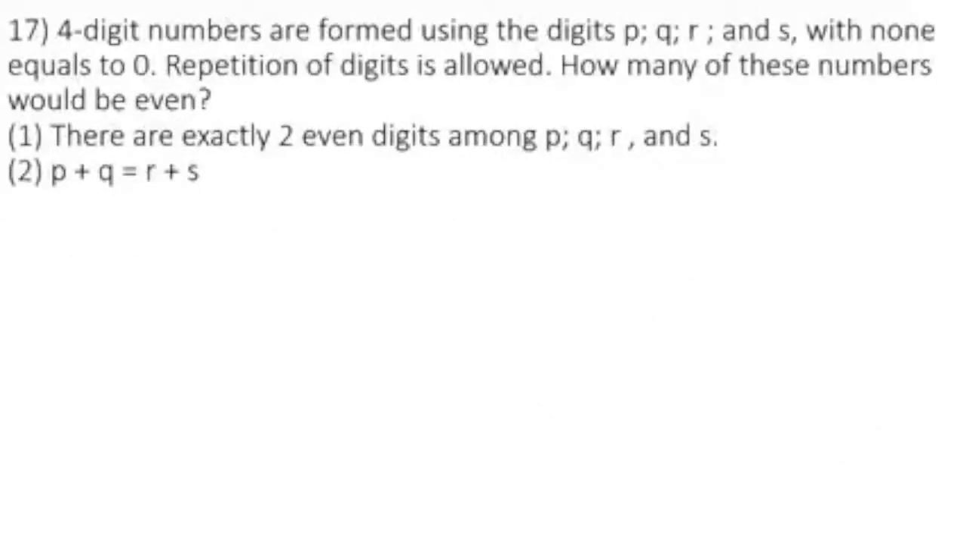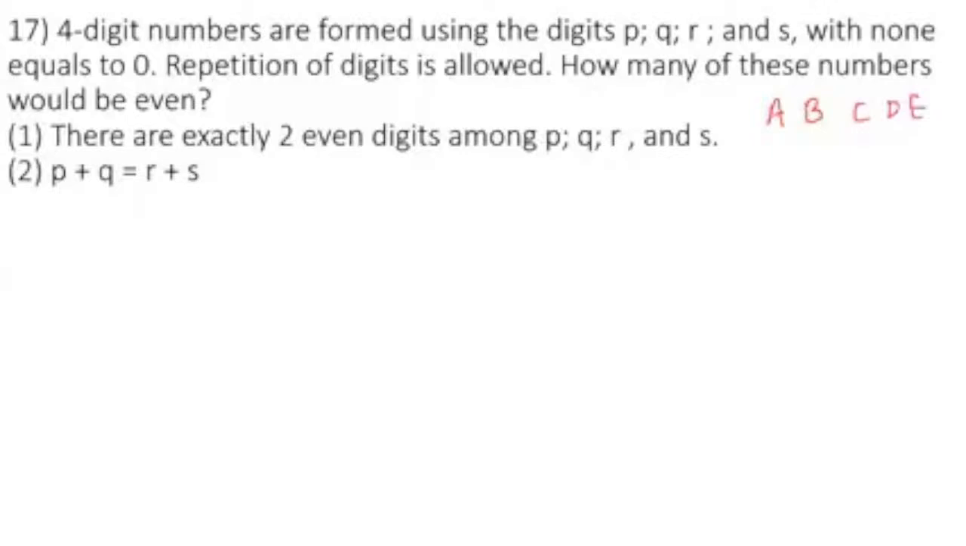Four-digit even numbers are formed using the digits P, Q, R and S. None of the digits are equal to 0, and repetition of the digits is allowed. How many of these numbers would be even? Statement 1 says there are exactly 2 even numbers among the given values of P, Q, R, S. The options are A, B, C, D, E.